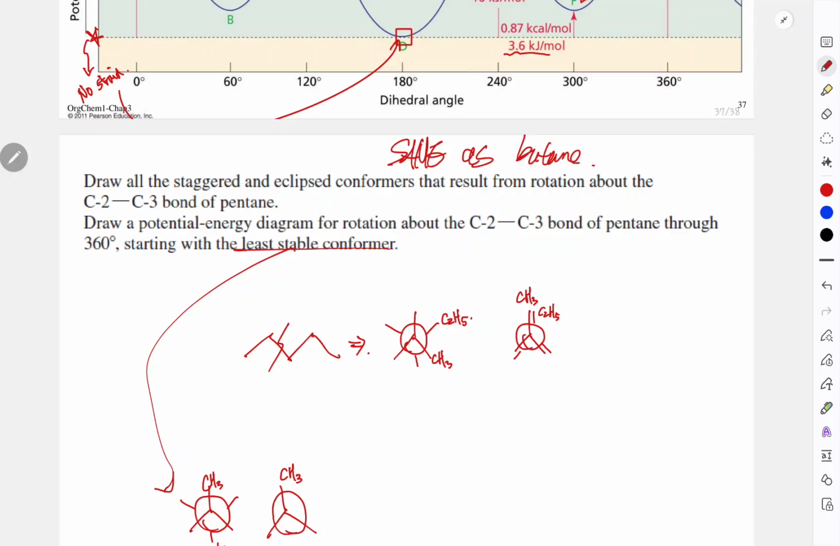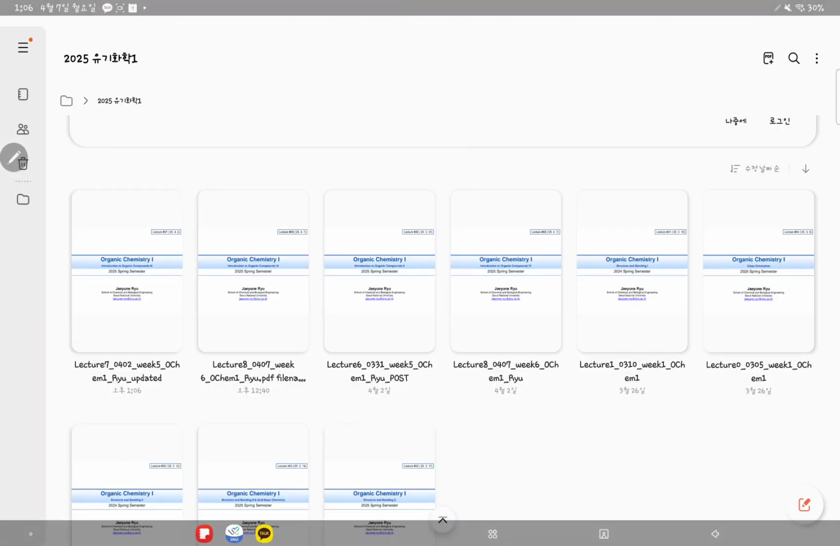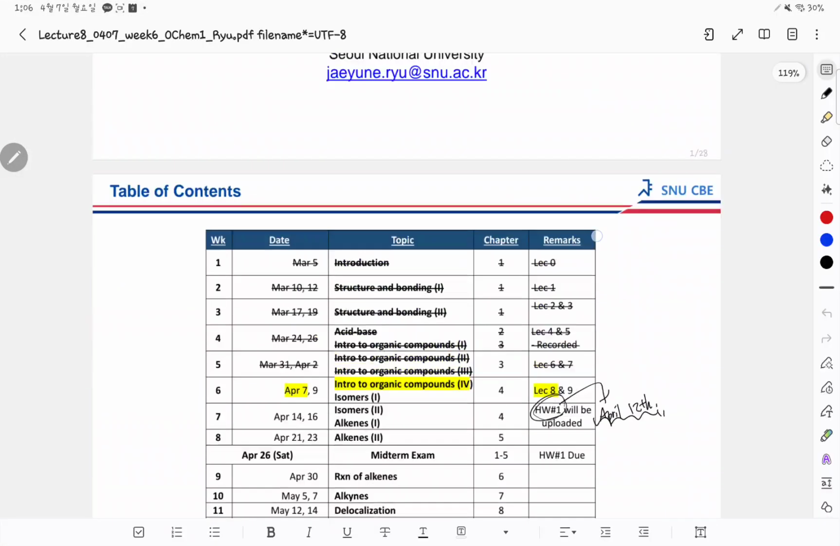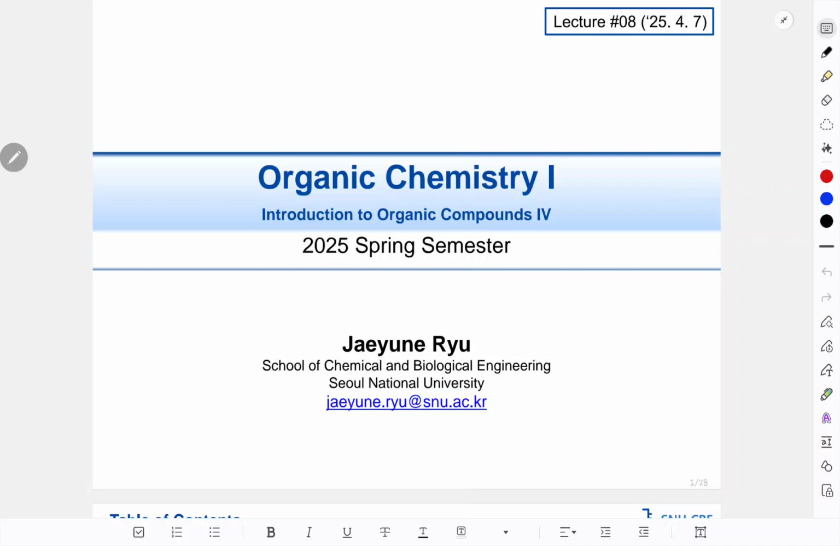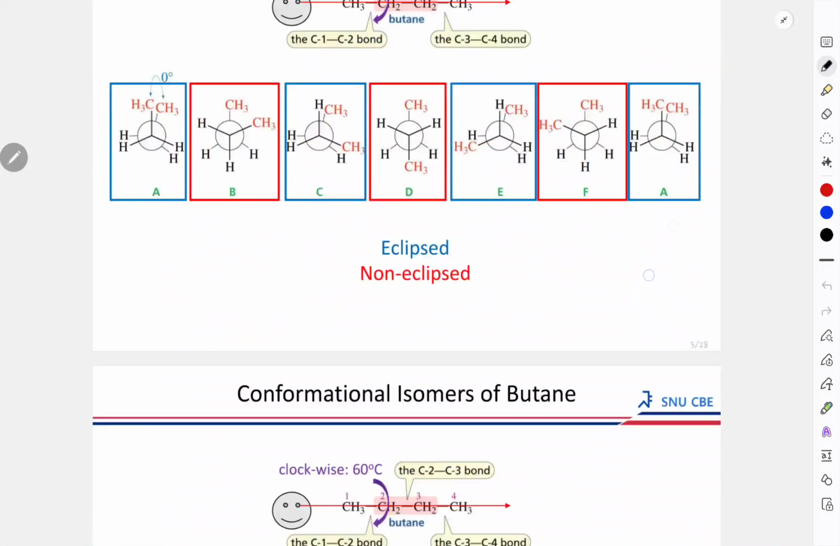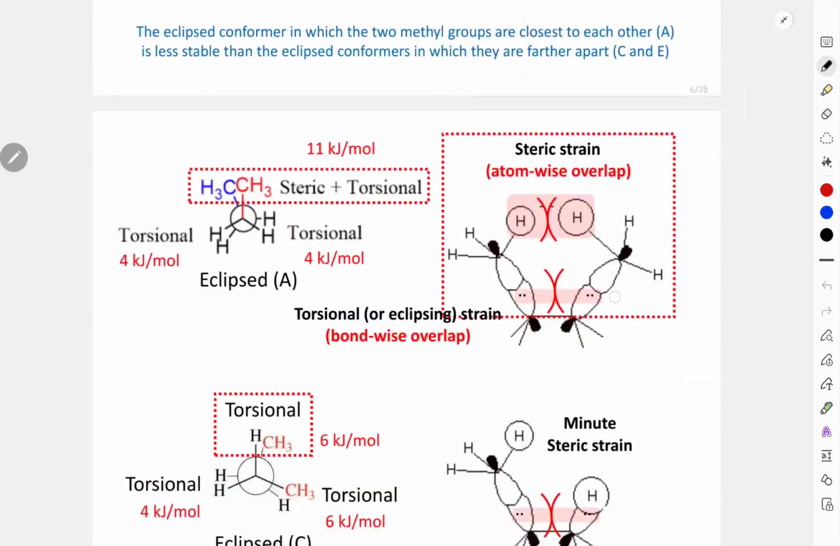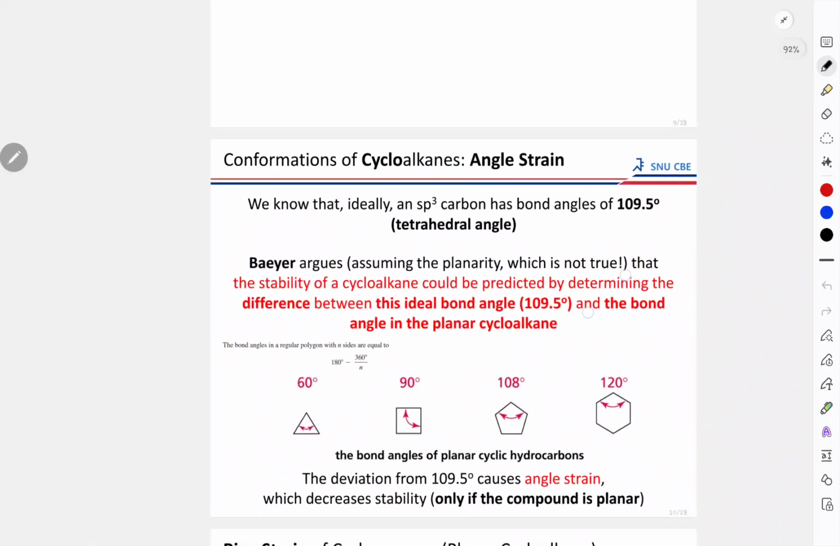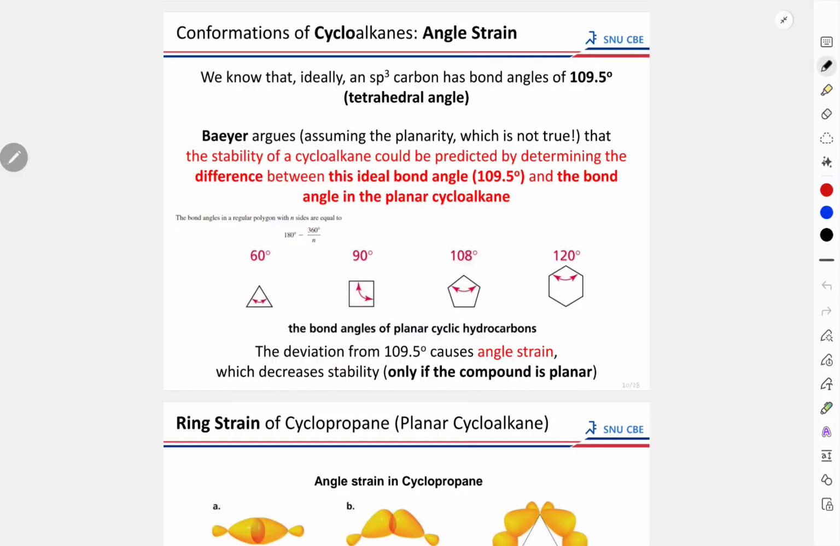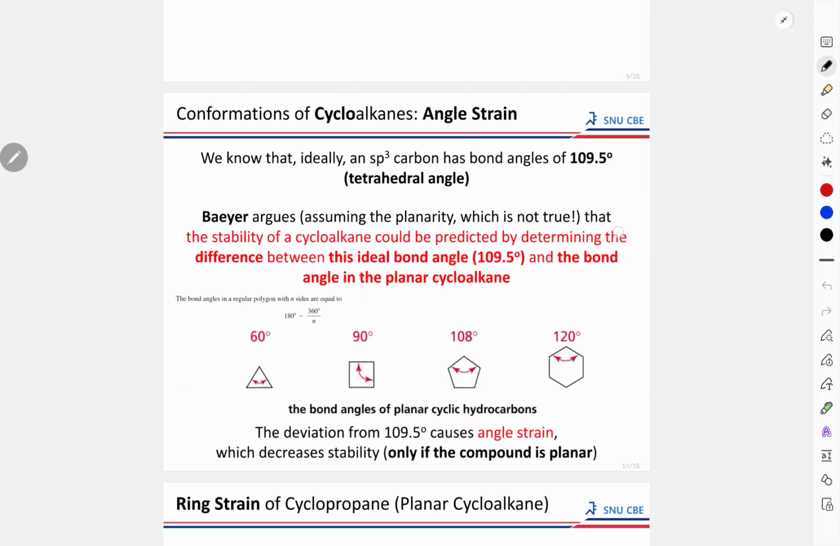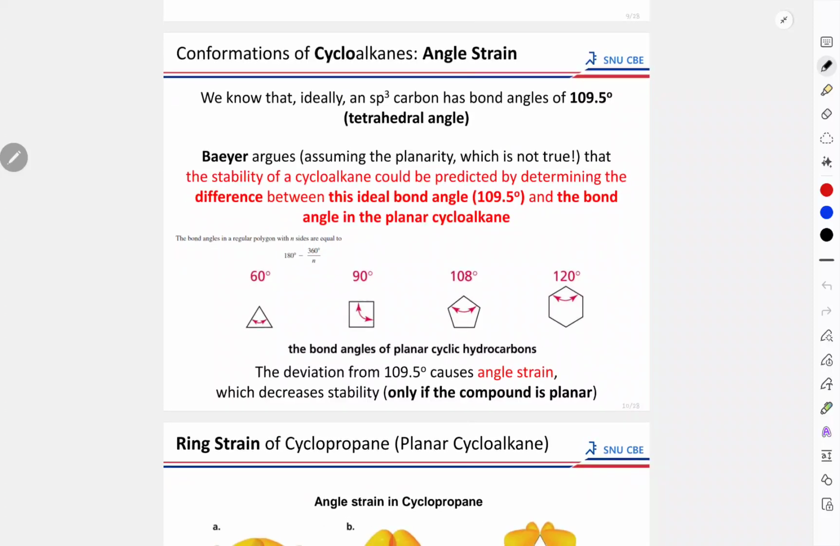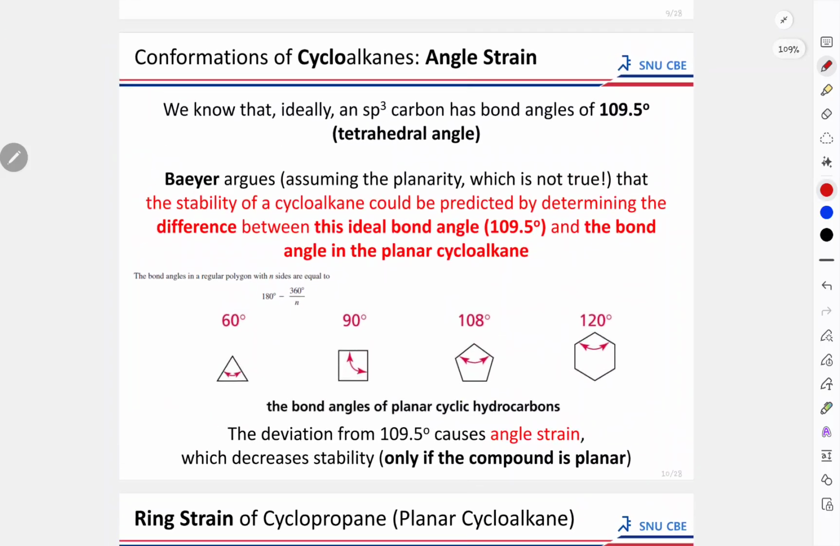Right, that was about the conformer state or conformational isomer of the alkyl chain. But now we can think about the cycloalkane and conformer state of those species, for which you need to think about the angle strain. So what is the angle strain? Maybe you can just start to think about it. Ideally, for sp3 carbon, the bond angle is 109.5. This will give rise to tetrahedral geometry. 109.5 is basically the tetrahedral angle.